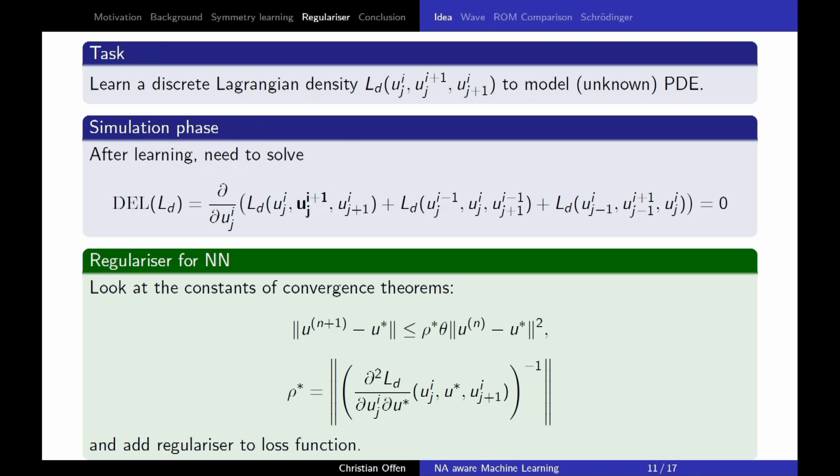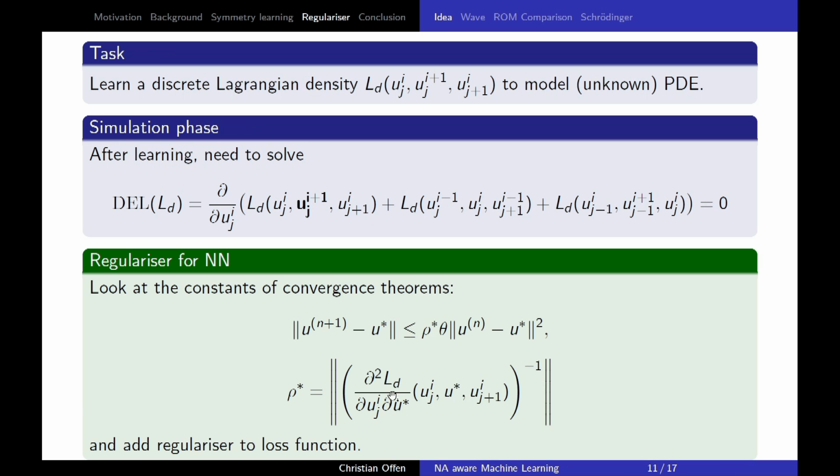The idea is now that if I get this term here to be small, the convergence will be very rapid and very quick. So I'm not just trying to learn the discrete Lagrangian now, but I'm also trying at the same time to make this term here, these constants, as small as possible. So I add a regularizer to my loss function that punishes small eigenvalues of this mixed derivative.